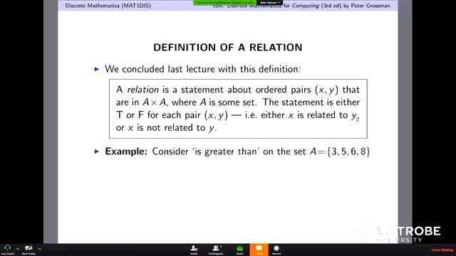So consider, now we're going to say this is a relation, and if we define this relation on this set, then what are the ordered pairs we're going to get? Okay, so here 5 and 3 are related. 5 is related with 3 because 5 is greater than 3. Is that right? Then 6 is greater than 3. 8 is also greater than 3. Do you agree with me?